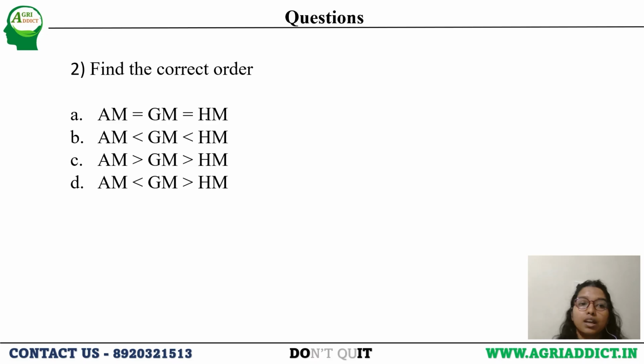Okay, next. Find the correct order. I told you that from A to H, G will be coming, so it will be A, G, H. So which of the following is correct? Arithmetic mean, then geometric mean, then harmonic mean. The third option is correct. Option C is correct.